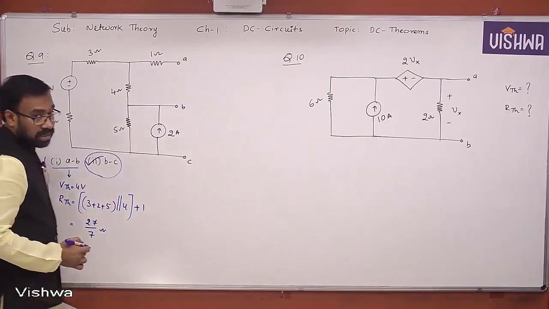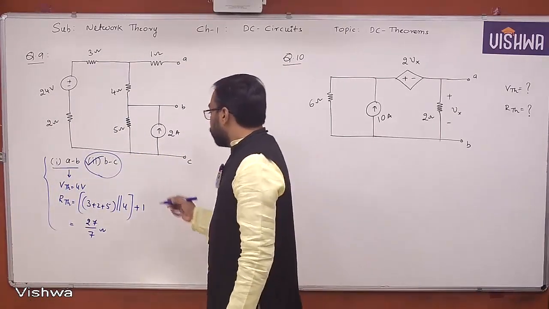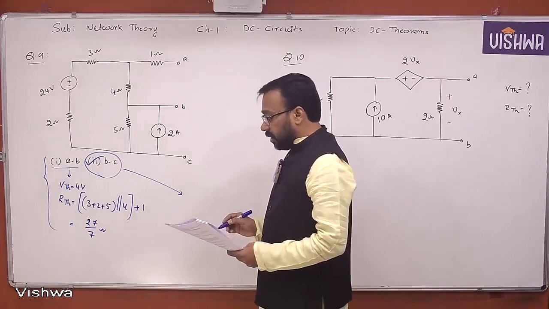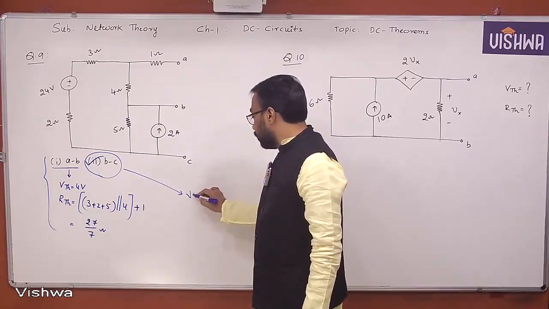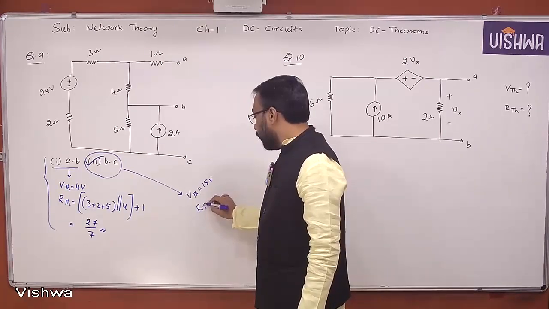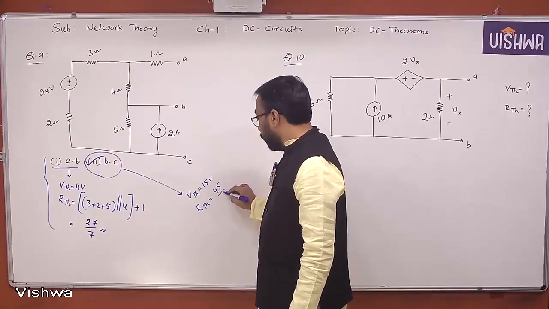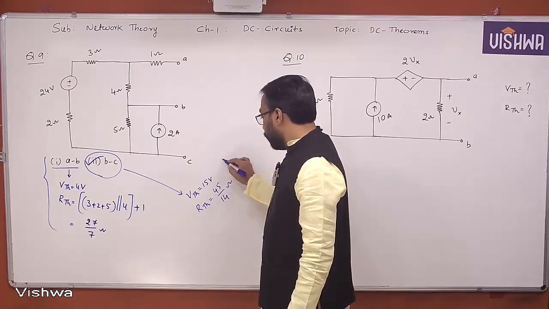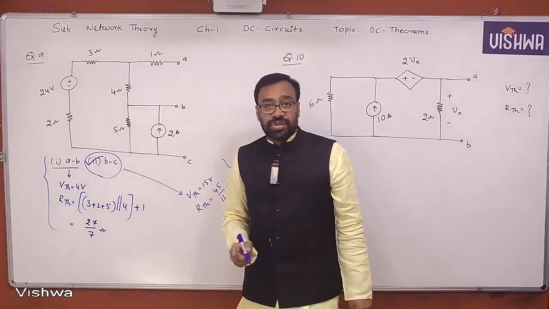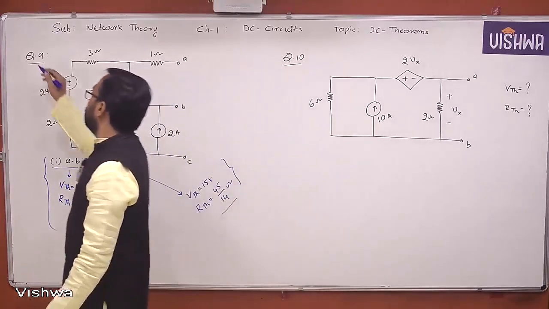It's an easy task for all of you. You can try this, but I'll give the answer for it. Please note down the answer for BC terminals: VTH is equal to 15 volt and RTH is equal to 45 by 14 ohm. Please note down this answer for BC terminals in the 9th question of our classroom workbook.